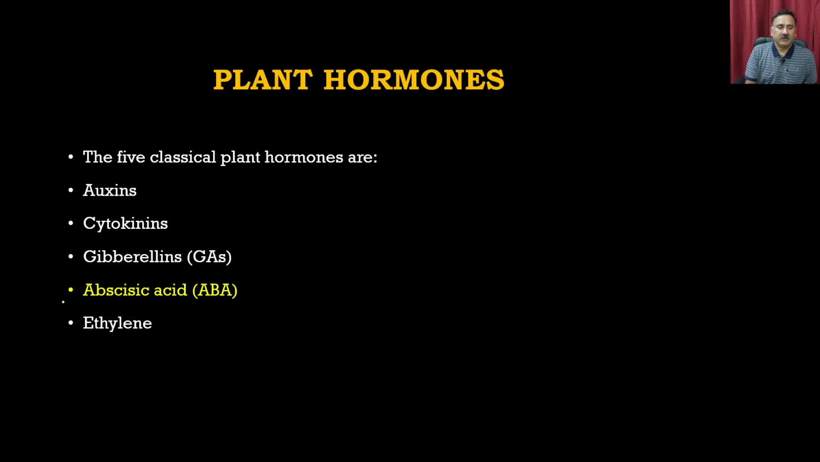Now let's come to the next plant hormone, and the next plant hormone is abscisic acid, which is responsible for dormancy.